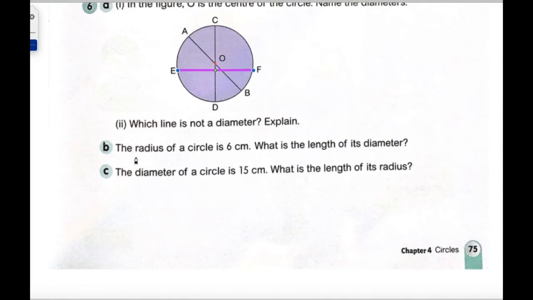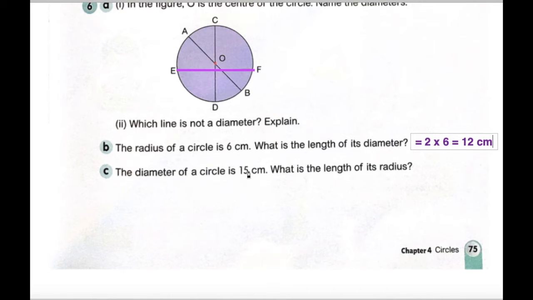Okay, now the radius of a circle is 6. So the radius from O to A is 6. What is the length of the diameter? Again, the relation will be 2 times it. 2 times 6. So the diameter will be 12 centimeter.